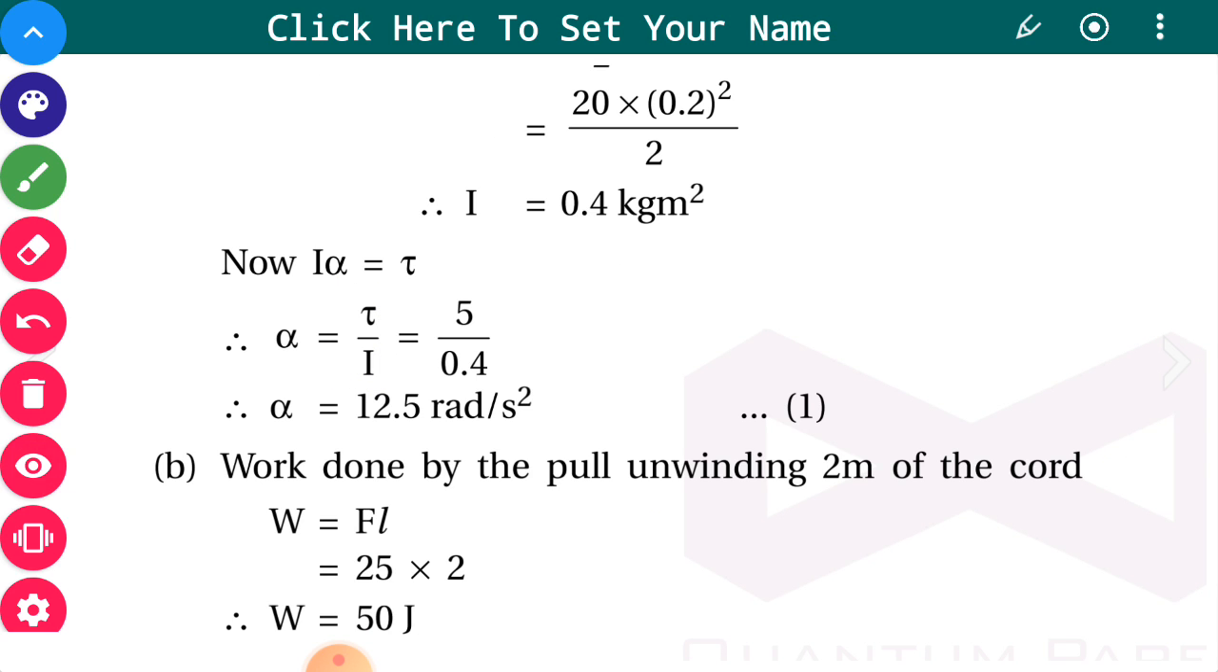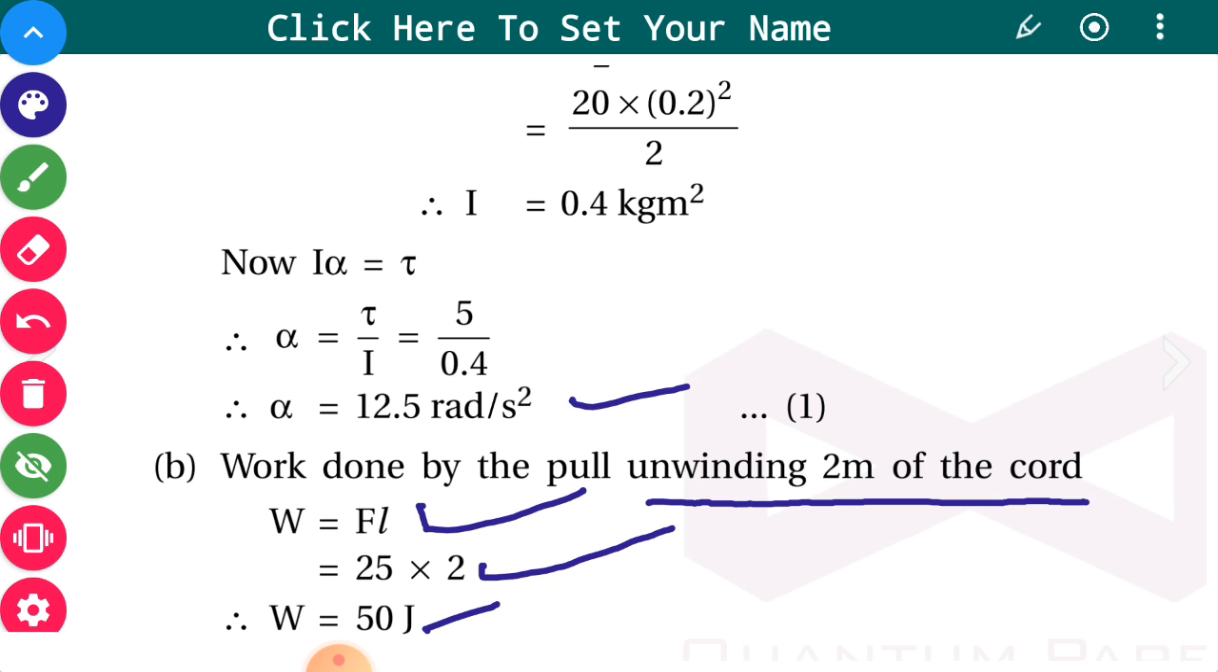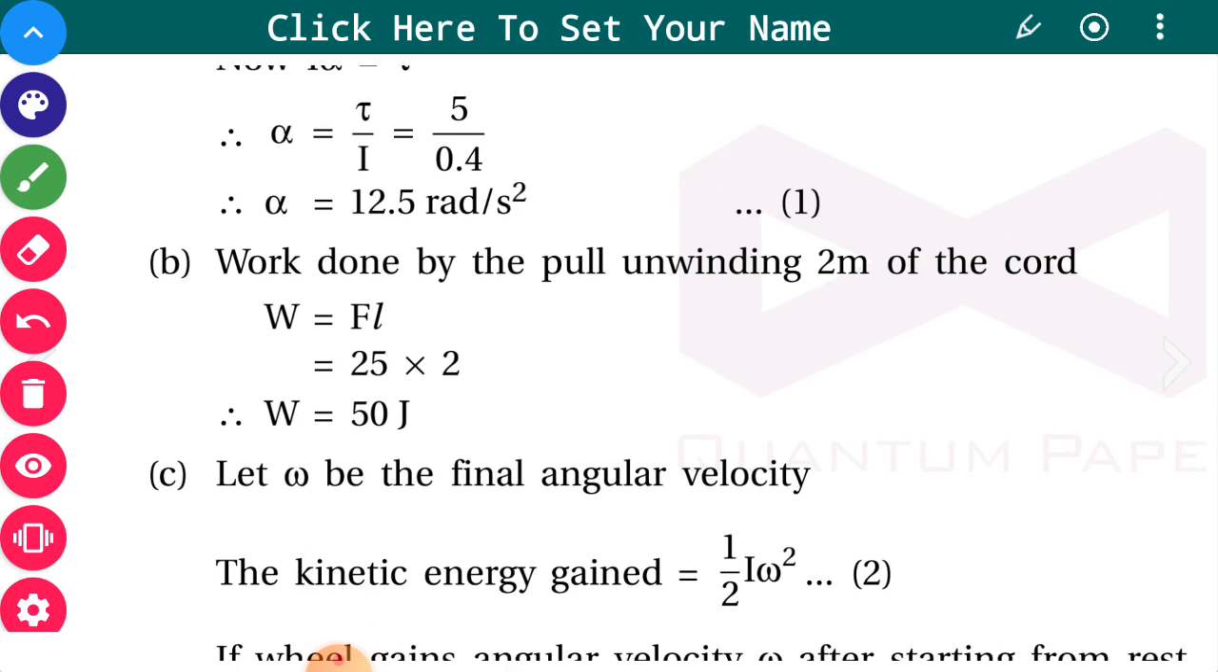Okay, so you place the values there and get the answer of alpha to be 12.5 radian per second square. And work done by this pull, because it is unwinding the thread by 2 meter, is force into displacement. Force is 225 Newton and 2 meter is the displacement, so we will have work done to be 50 joule.